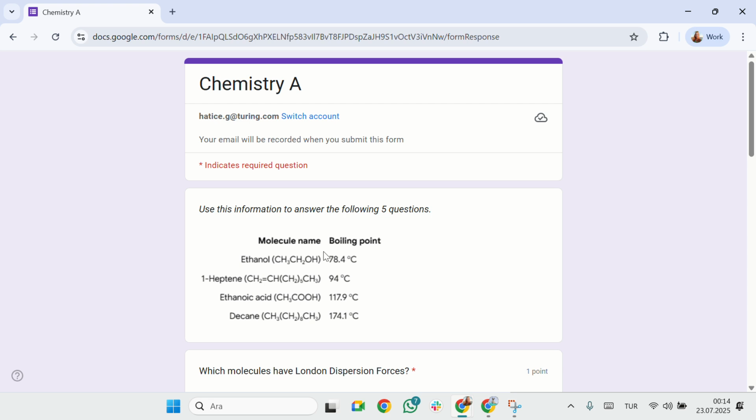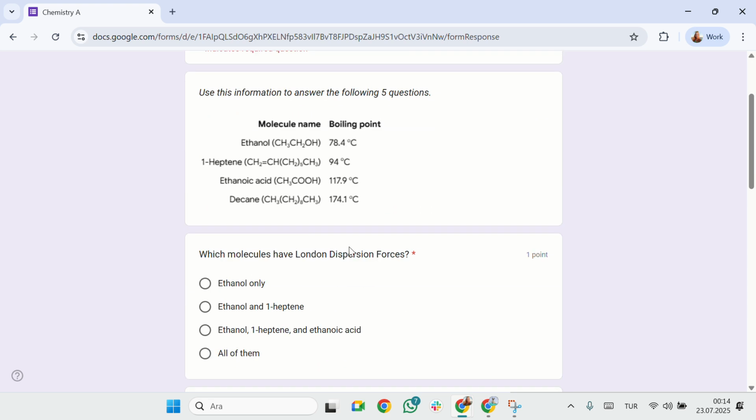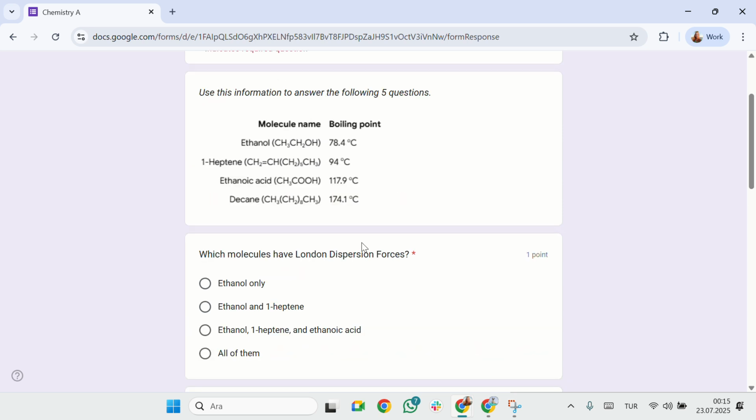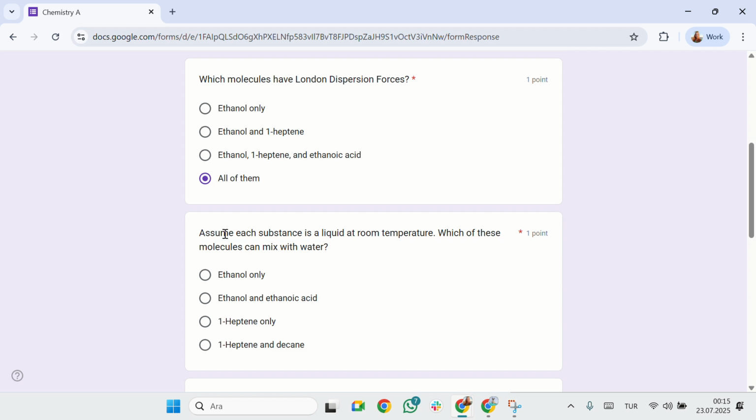To answer the following five questions, given molecule names and boiling points. Okay. Have London dispersion forces. London dispersion forces should be like a weak force or something, I think, if I'm remembering it correctly. Okay, I have 2 minutes left. Let's say all of them.